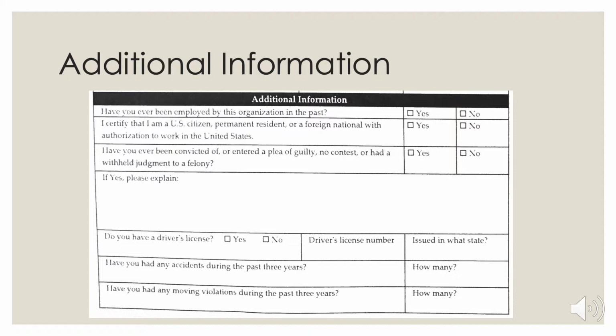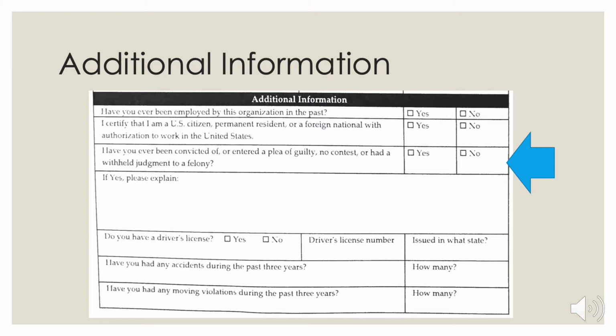This section is asking for more information about you overall that can help your potential employer make a decision of whether or not they want to hire you. The first row wants to know if you have worked for this company or organization in the past. Check yes or no depending on your situation. Next, they want to know that you are a U.S. citizen, a permanent resident, or a foreign national with authorization to work in the United States. Again, check yes or no.